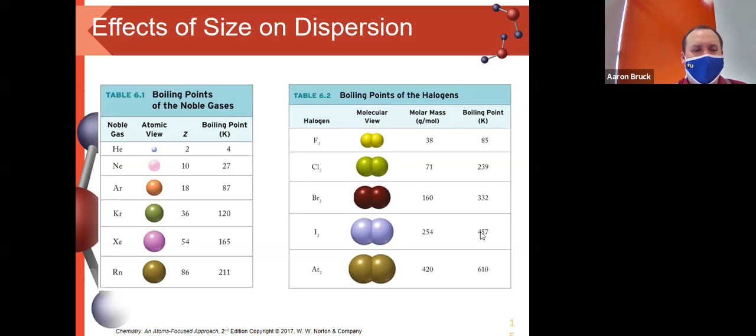To the point where we can actually see bromine, at a boiling point of 332 Kelvin, is actually a liquid at room temperature. Iodine, at 457 Kelvin, is actually a solid at room temperature, as is astatine. Their intermolecular forces are so great that they actually take on a more condensed phase, a solid, rather than a liquid.